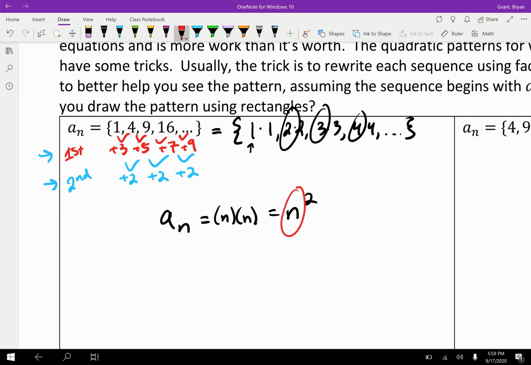If we substitute 3 in here, do I get the third term? Well, sure, 3 squared is 9.